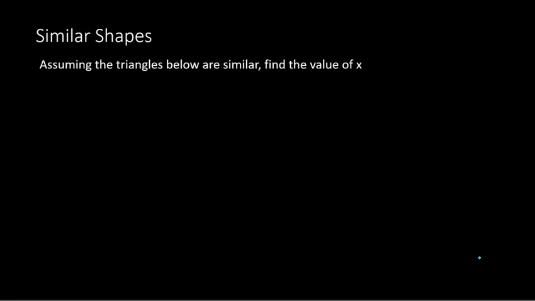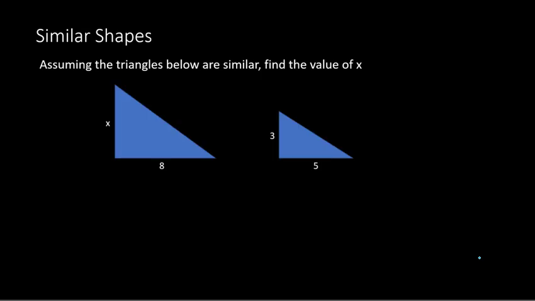So another application is with similar shapes. So in math and geometry, many times you come across similar shapes, and we can use similar shapes to create a proportion with which we can solve for an unknown value. All right, so here in this picture we have two triangles, and if we're assuming these triangles are similar, our objective is to find the value of x.